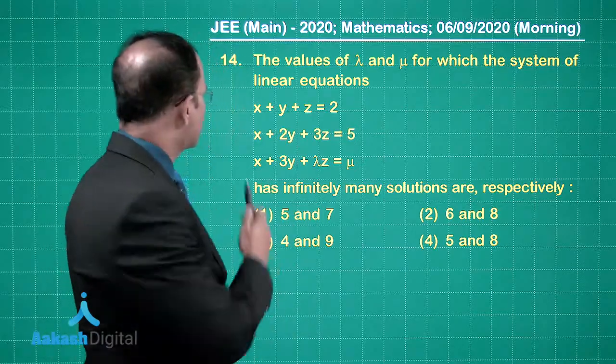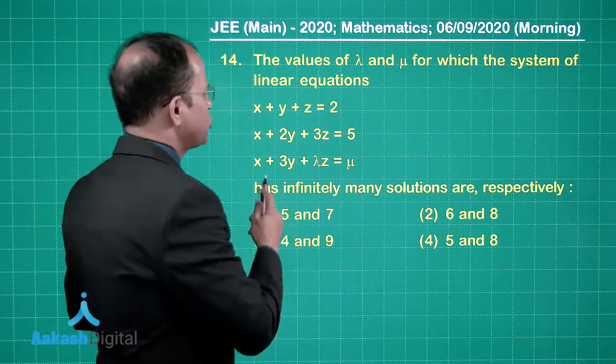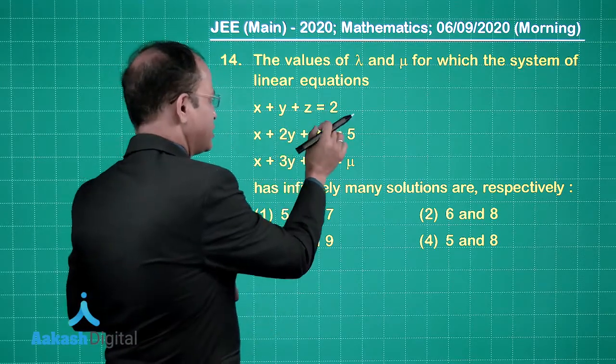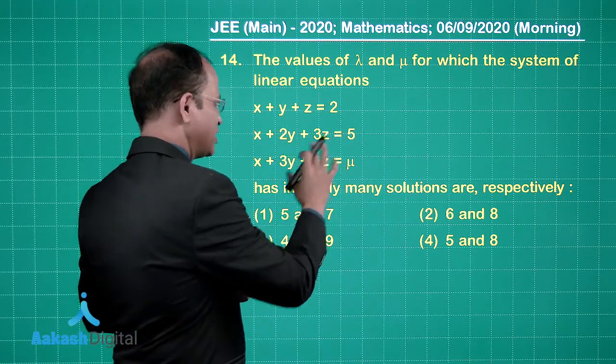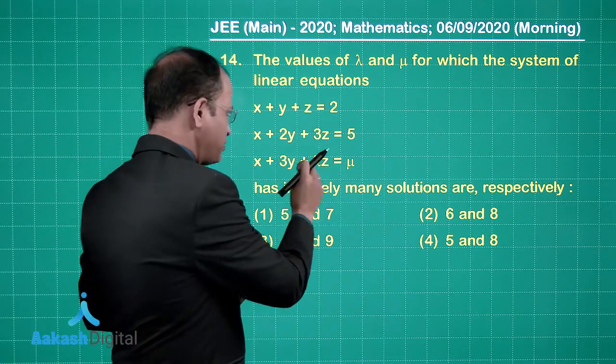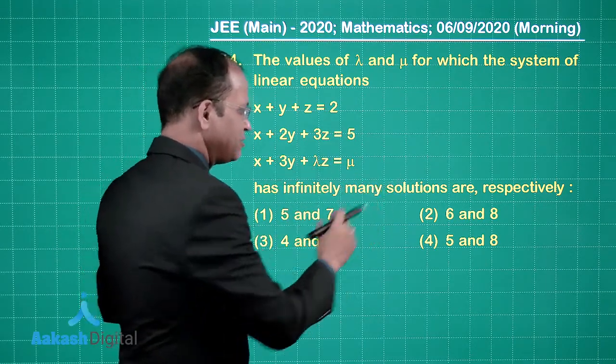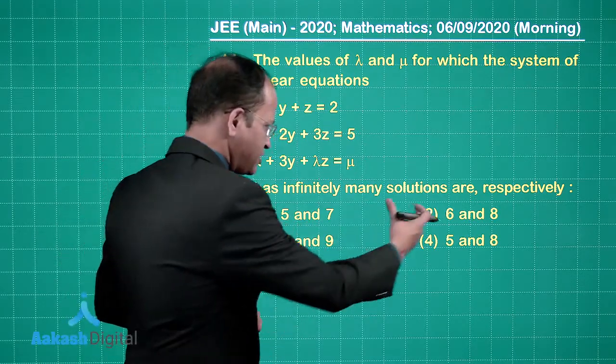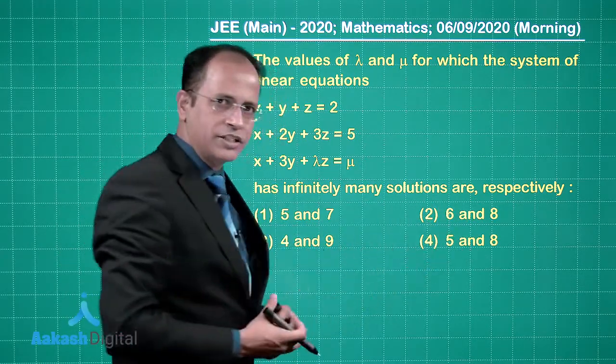Now let's discuss question number 14. The values of lambda and mu for which the system of linear equations x plus y plus z is equal to 2, x plus 2y plus 3z is equal to 5, x plus 3y plus lambda z is equal to mu has infinitely many solutions are, respectively. We have been given 4 options: 5 and 7, 6 and 8, 4 and 9, and 5 and 8.